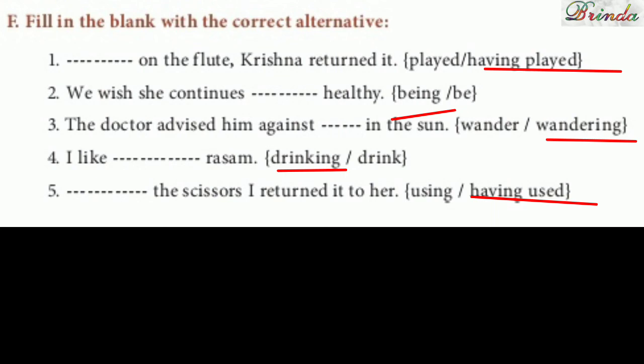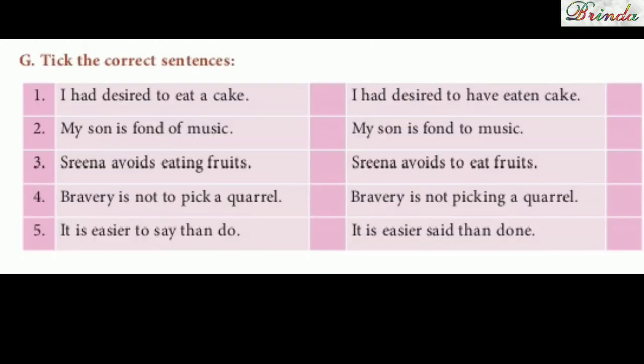Fourth one, I like dash rasam. Your bracket words are drinking or drink. I like drinking rasam. Fifth one, dash the scissors, I returned it to her. Your bracket words are using or having used. Having used the scissors, I returned it to her. Okay, children? Okay, next one. G section, tick the correct sentence.